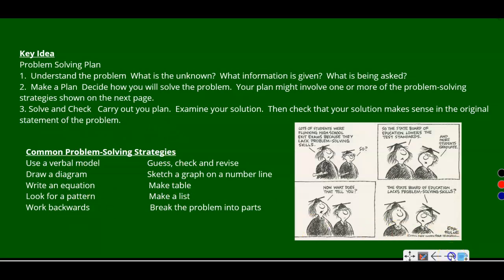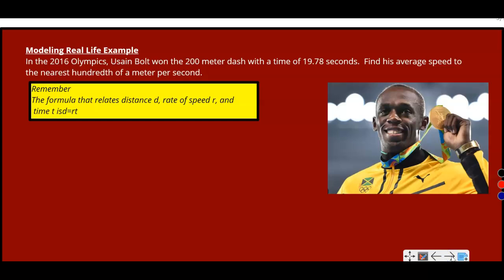All right, so let's see what we've got. Modeling a real-life example. In the 2016 Olympics, Usain Bolt won the 200-meter dash with a time of 19.78 seconds. Find his average speed to the nearest hundredth of a meter per second. All right, so let's look at what we have. Don't forget, remember the formula that relates distance, rate, and time is D equals R times T.